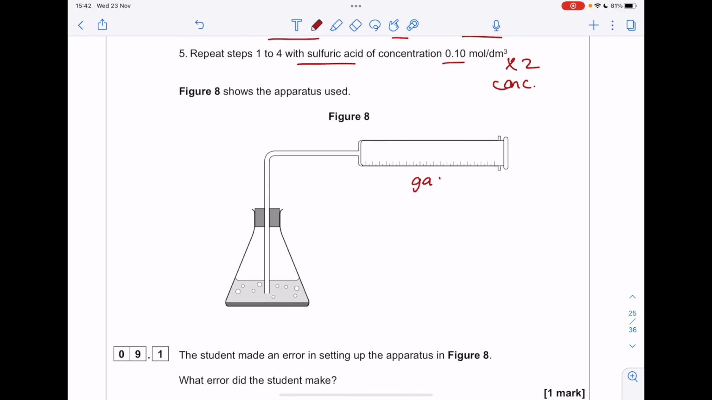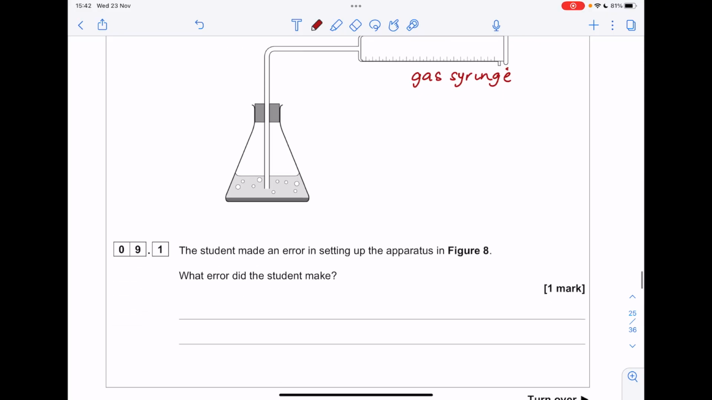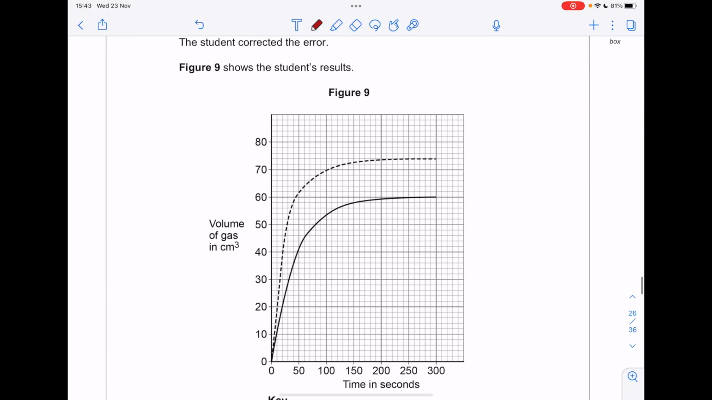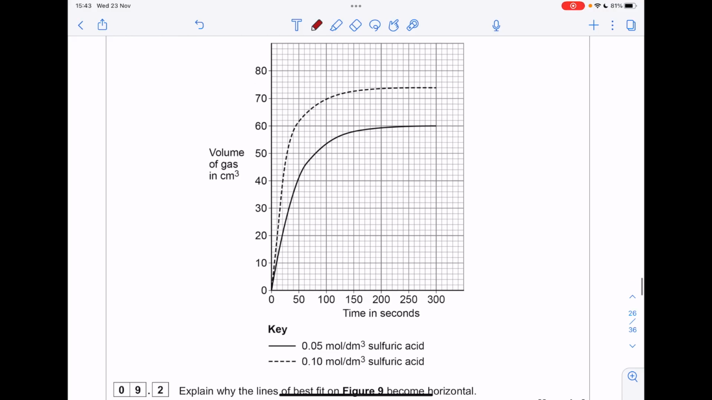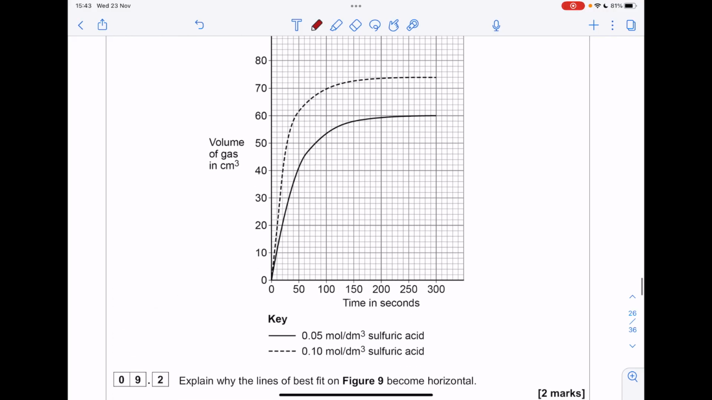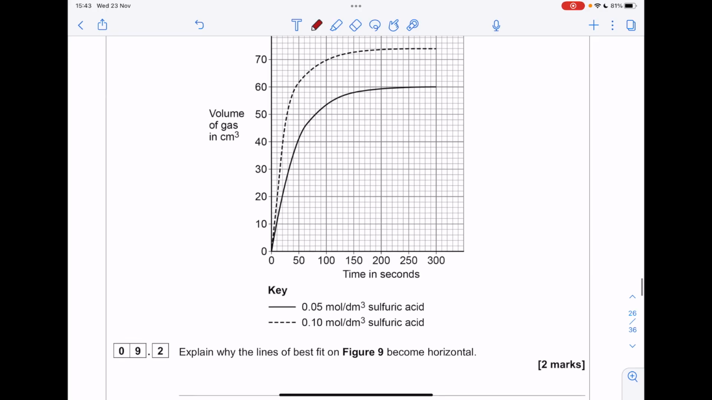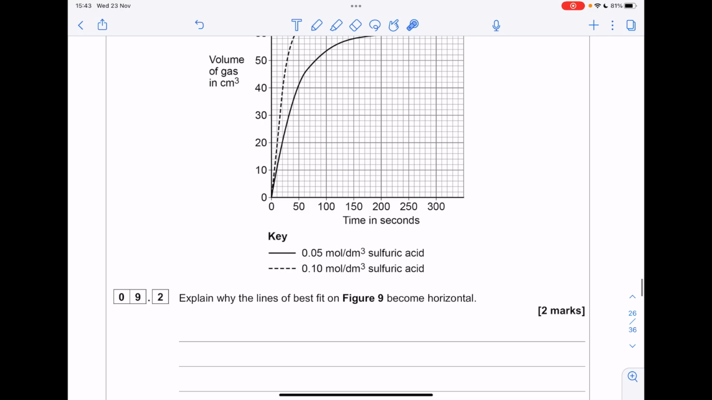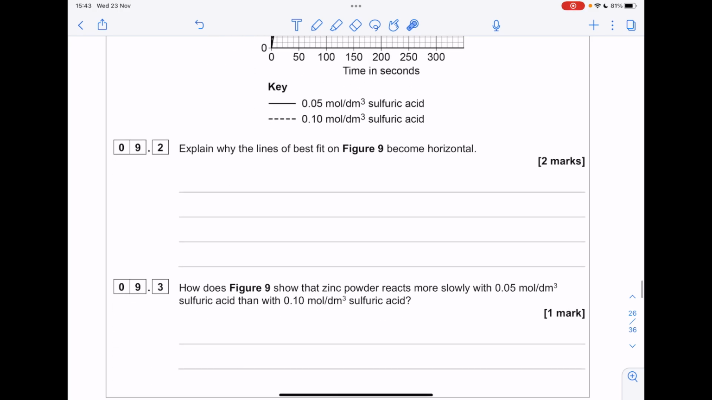So this is your gas syringe that's going to be collecting your hydrogen gas. The student made an error in setting up the apparatus. What error did they make? Have a look. That delivery tube is collecting gas, so it shouldn't be in the acid. The student corrected the error, and here are the student's results. Explain why the lines of best fit on figure 9 become horizontal. So why does the volume of gas remain constant? Because the reaction has stopped as one of the reactants has been used up.